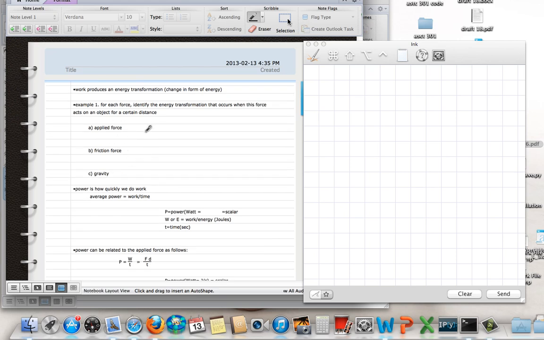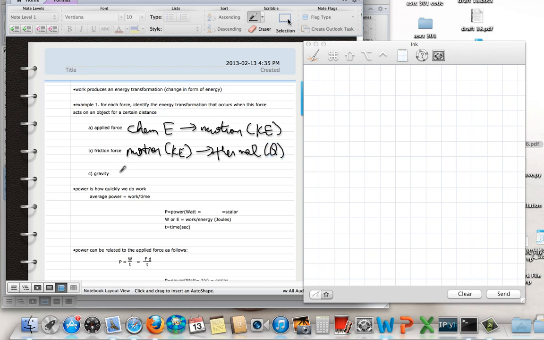Okay, when you push on something, the energy change that takes place is chemical energy in your muscles gets converted to motion energy in the object. And motion energy is referred to as kinetic energy, KE. Friction force takes motion energy, which is kinetic, and converts it to thermal energy, where we use the symbol Q for thermal energy.